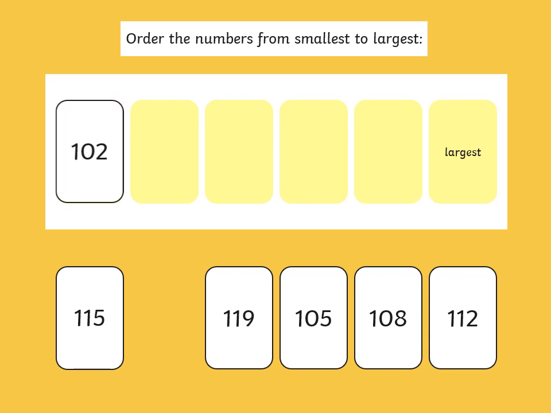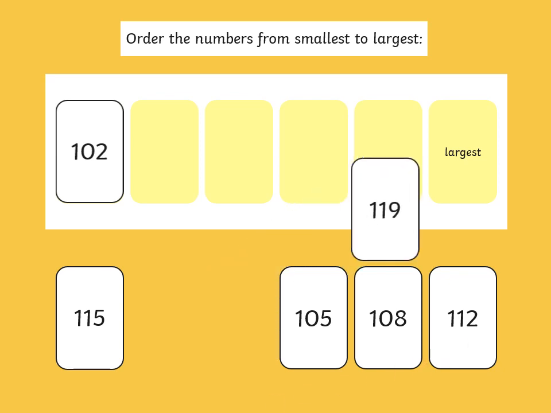Let's then take a look at the largest number. So looking at our tens to see which one has the highest number in its tens place. We've got 3 numbers that have a 1 in the tens place, so then we need to look at our ones. So we've got our 5 for 115, our 9 for 119, and our 2 for 112. So we can see that 119 is the larger number.